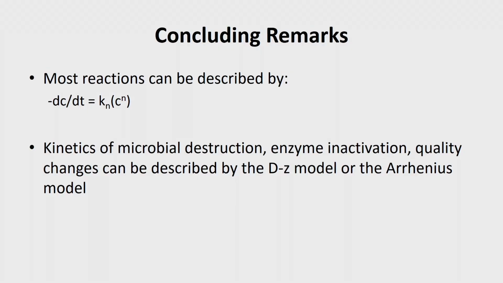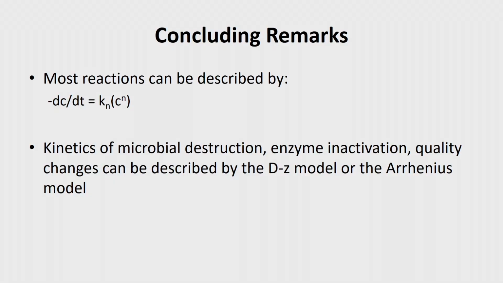So what we have discussed today is, one, most reactions can be described by minus dC upon dt, which is equivalent to Kn C power n. We call this a kinetic expression, where Kn is a rate constant, which follows the Arrhenius model, which is K naught e power minus E by RT. That is where my temperature comes into play, right. We call it thermal processing of food, or in the sterilization process I am killing microorganisms by using a physical action, which is nothing but temperature.